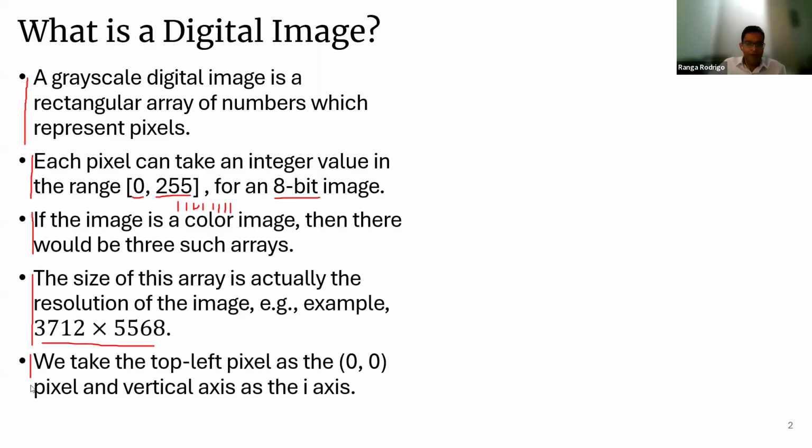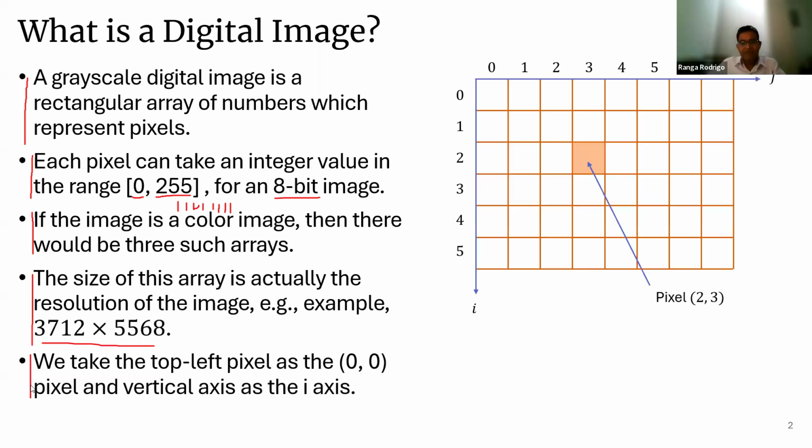So we take the top left corner as the 0, 0 and the vertically downward axis as the y-axis or the x-axis. Here is a pictorial representation of that. You can see this is 6 by 8, 6 rows and 8 columns. So this is a 6 by 8 image. It's a very small image compared to the large images that we get from cameras.